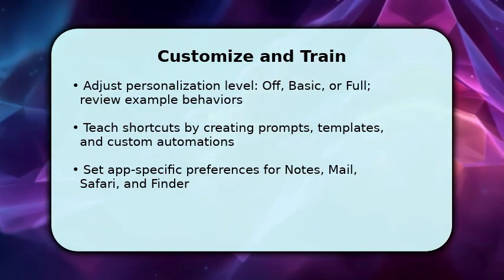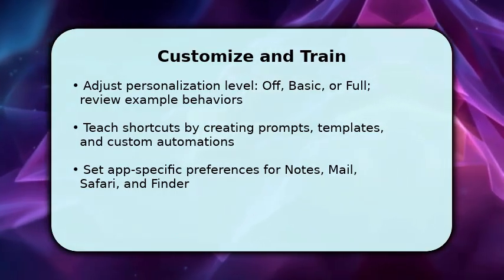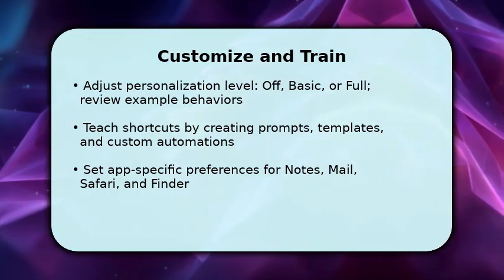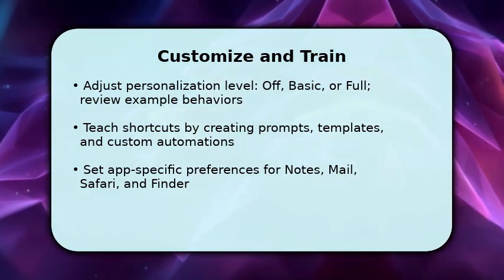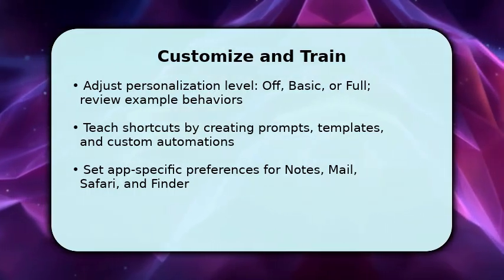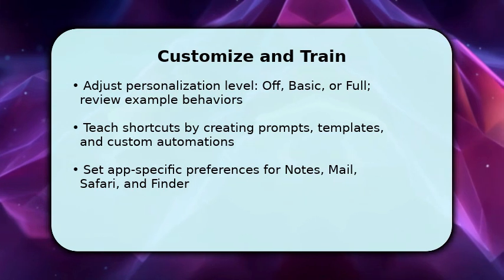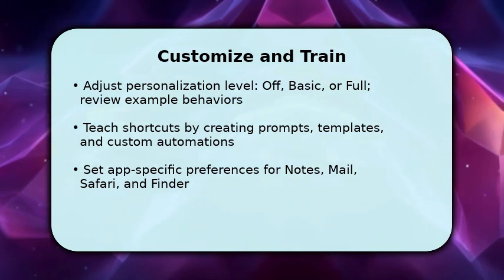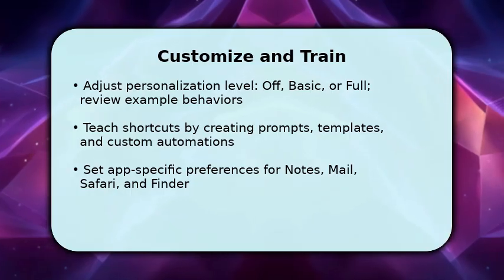Also, make app-level rules. Instruct it to highlight key phrases in Mail, prioritize certain folders in Finder, and surface research in Safari. These steps refine results and reduce irrelevant suggestions over time. You start using Apple Intelligence in everyday workflows.